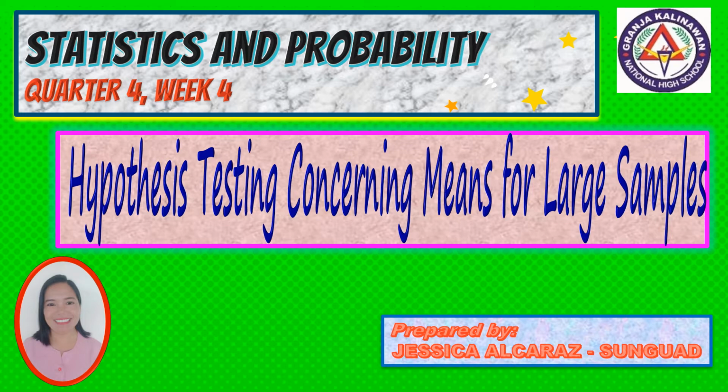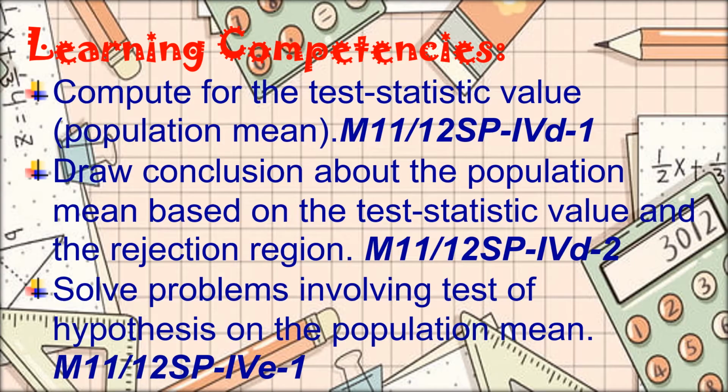We are in quarter 4, week 4, and for week 4, we will be talking about hypothesis testing concerning means for large samples. We have 3 learning competencies for this week, which can be seen in your learning activity sheets.